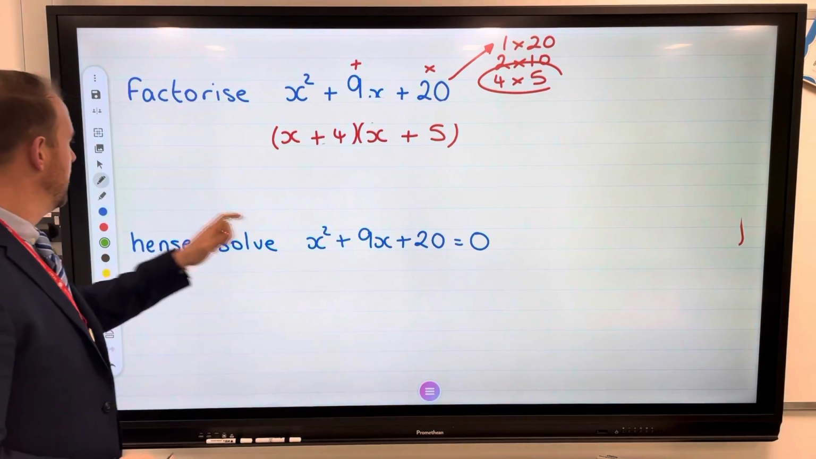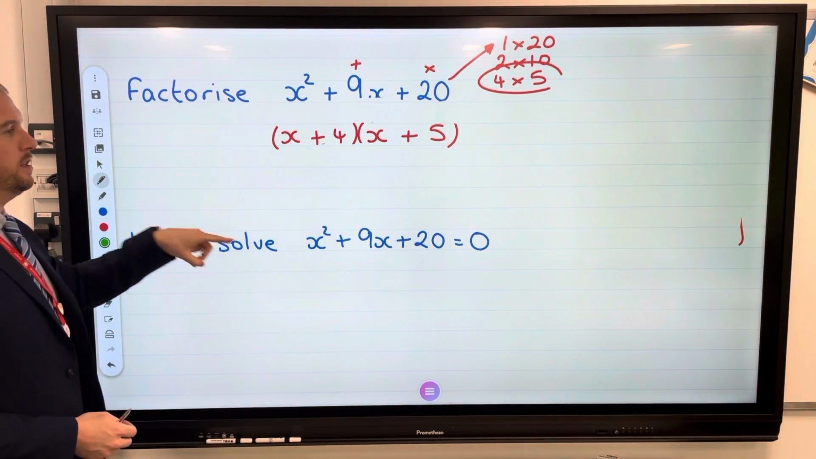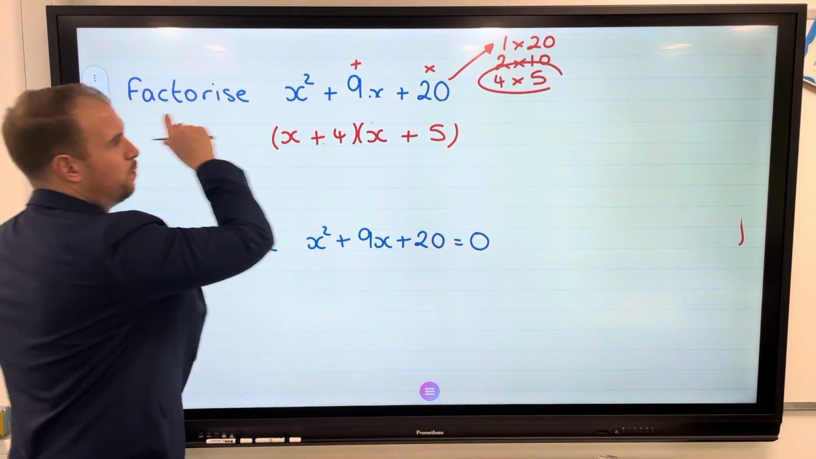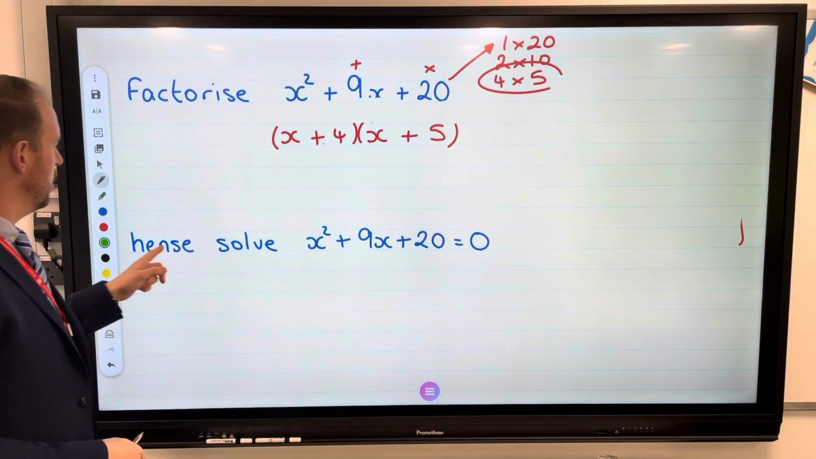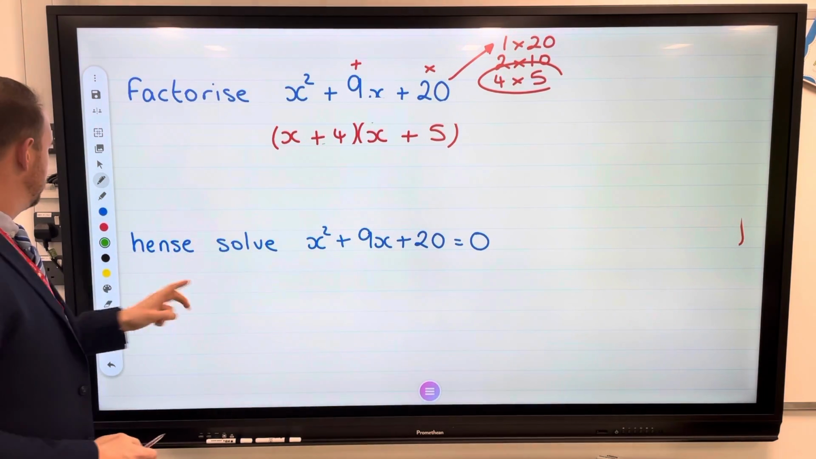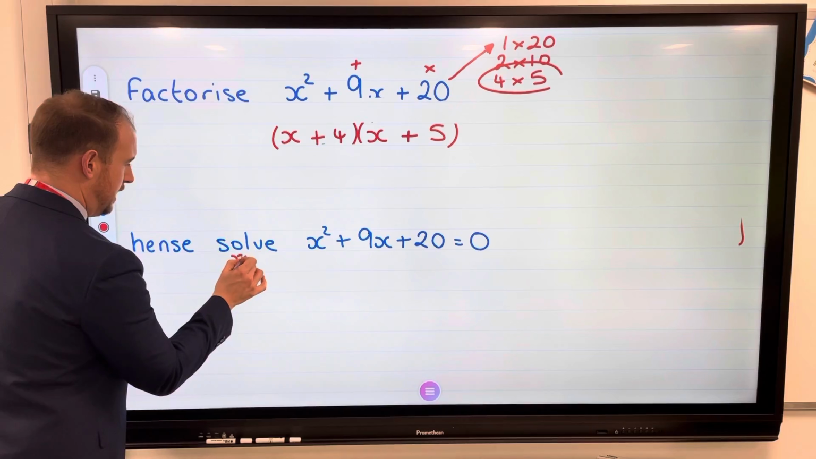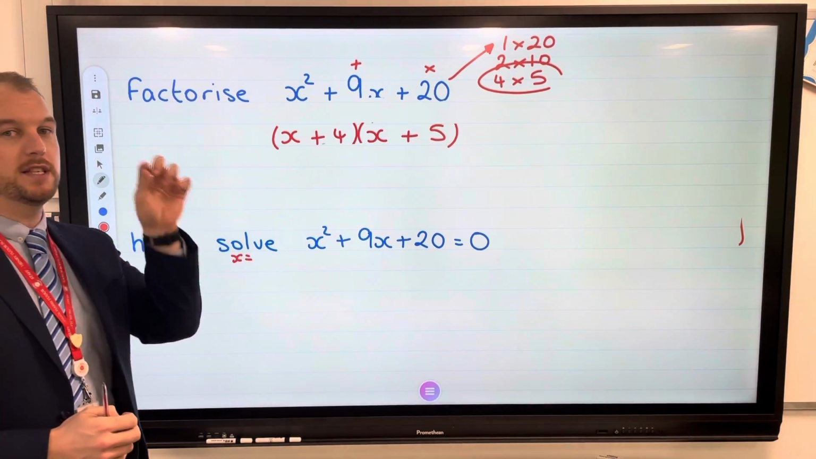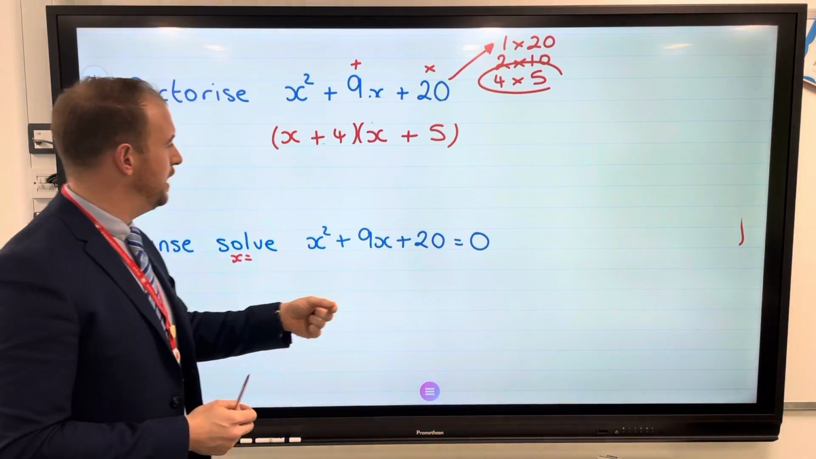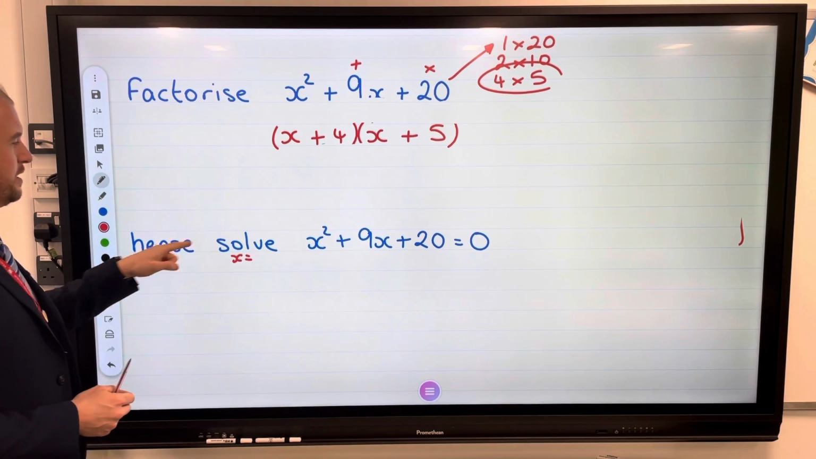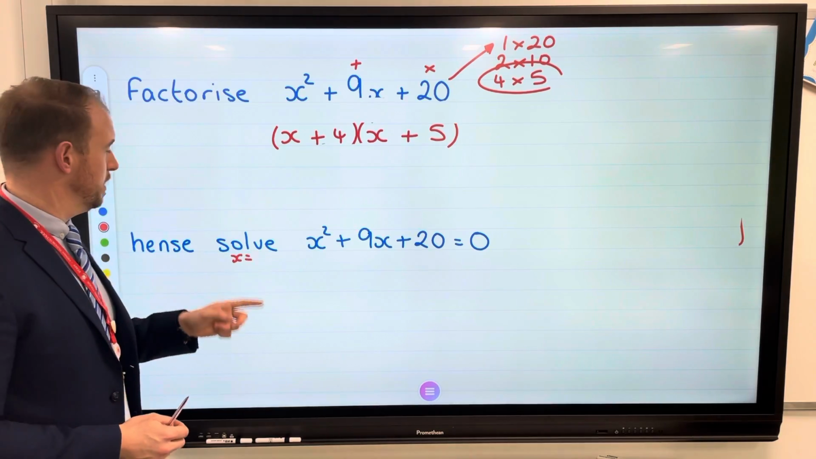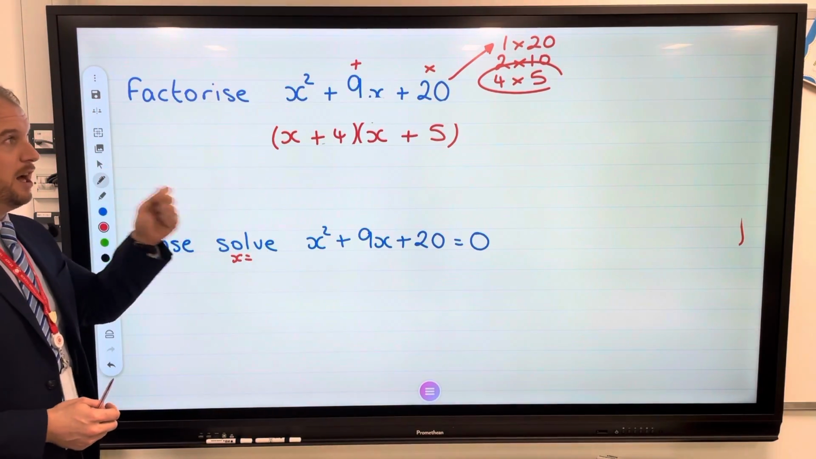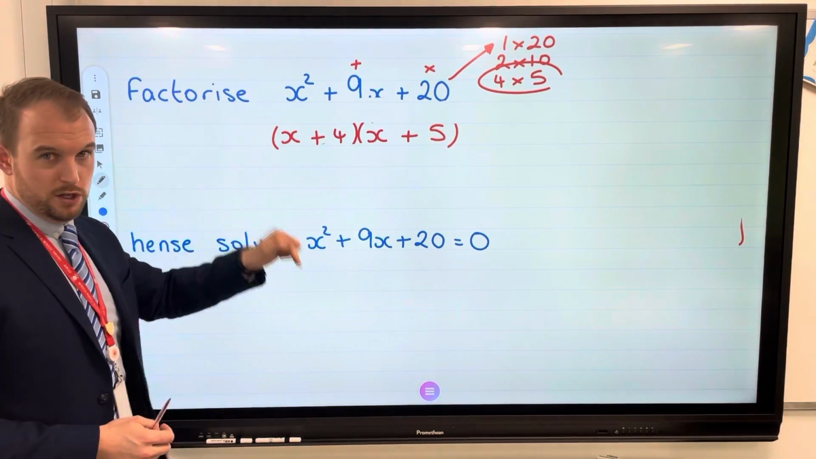Easy peasy. Then we have this word then, hence solve. Now sometimes it's written on one big line, sometimes it's like part A and a part B of a question. But solve means they want to see x equals something. Okay, solve means find the value of the letter. Okay, hence solve. This is the only time you'll see the word hence in a maths exam. Okay, it should be a big ringing alarm bells for you. Oh yeah, that's the factorise and solve bit.